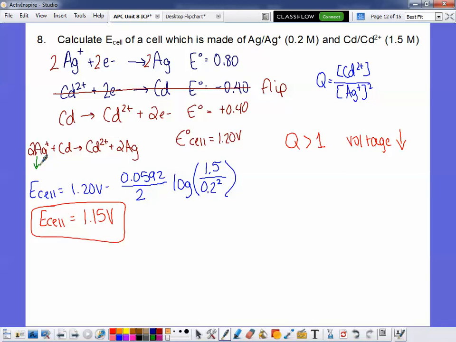we decreased the concentration of silver and increased the concentration of cadmium. Both of those cause a shift in which direction? To the left. Decreasing a reactant is going to cause a shift to the left. Increasing a product is going to cause a shift to the left. So both of these end up decreasing the driving force. Okay?